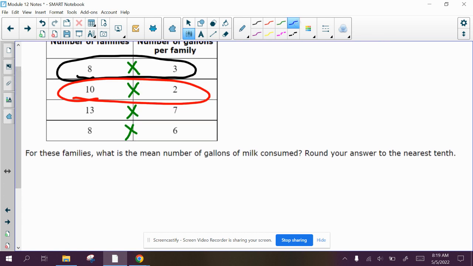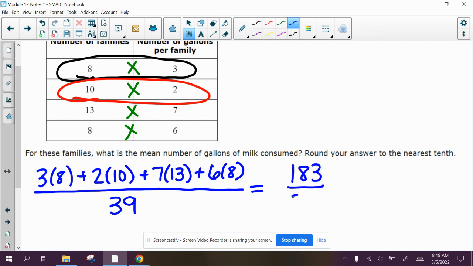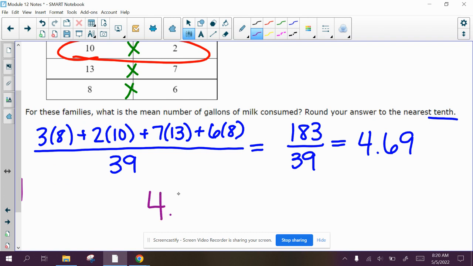So what we can do instead is 3 times 8 plus 2 times 10 plus 7 times 13 plus 6 times 8, divided by 39, because that's the total number of families in the sample, which gives us 183 divided by 39, which gives us 4.69, and it asks us to round to the nearest tenth, so our final answer would be 4.7 gallons of milk is the average amount of milk consumed by these families.